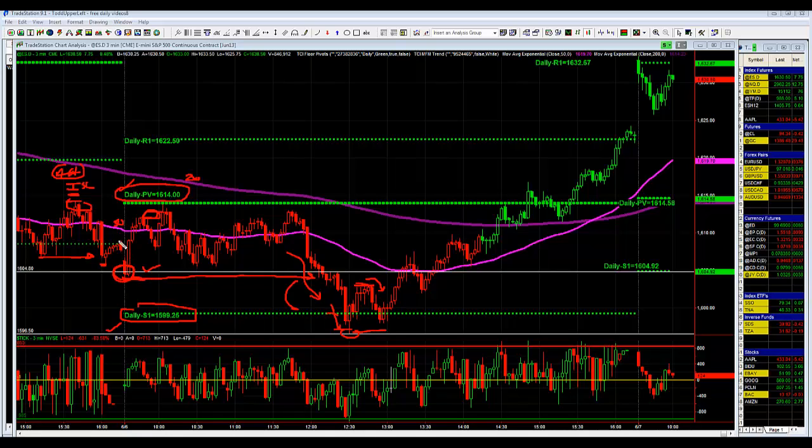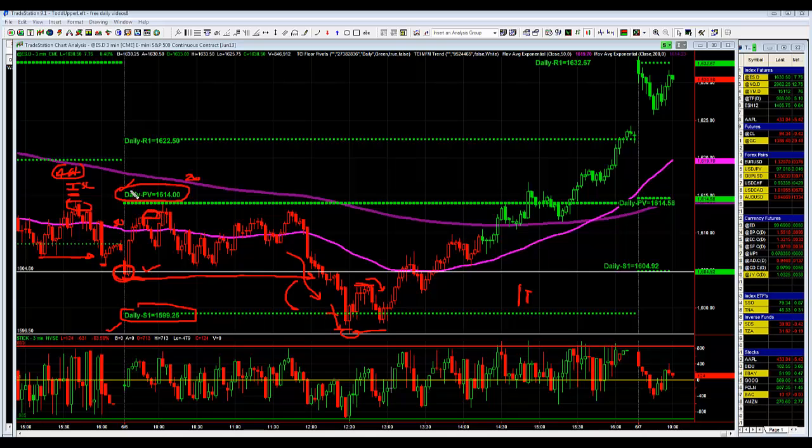And one of the patterns that you see me talk about all the time is that inside vertical bar, where the market is contained within the prior bar's range. The prior bar's range. So the high is lower than the prior bar's high, and the low is higher than the prior bar's low.